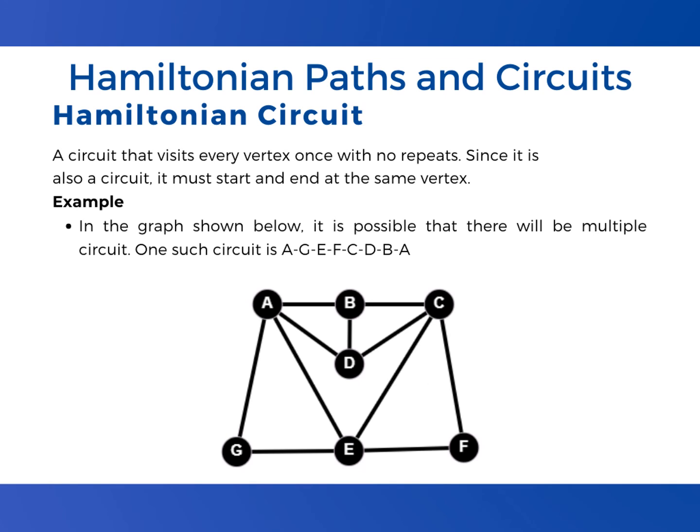On the other hand, a Hamiltonian circuit visits every vertex once without repeats and must start and end at the same vertex since it is a circuit. In our given graph below, there can be multiple circuits, but one such starting with vertex A is A, G, E, F, C, D, B, and A.